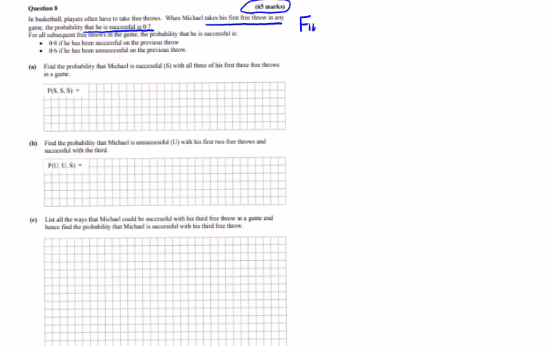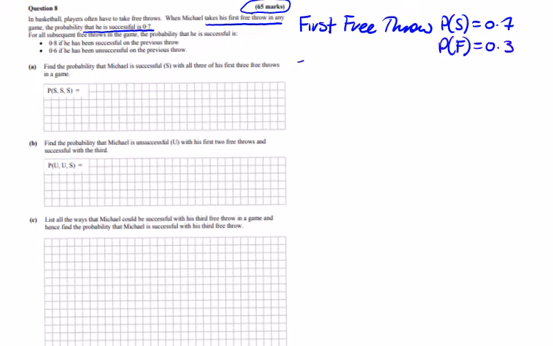I'm just going to jot that down here. First free throw. The probability of success is 0.7. Probability of failure will be 0.3. What are we told next?